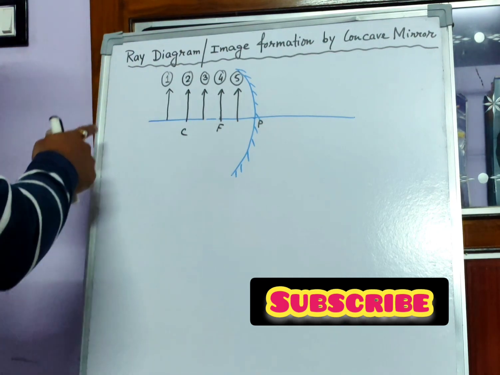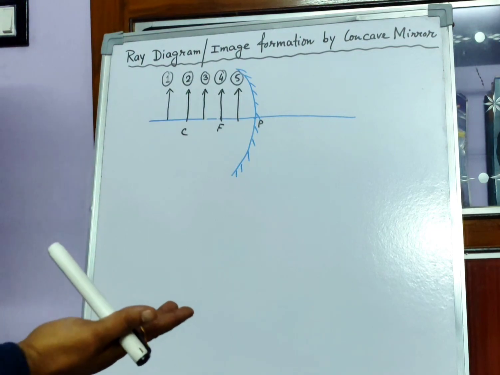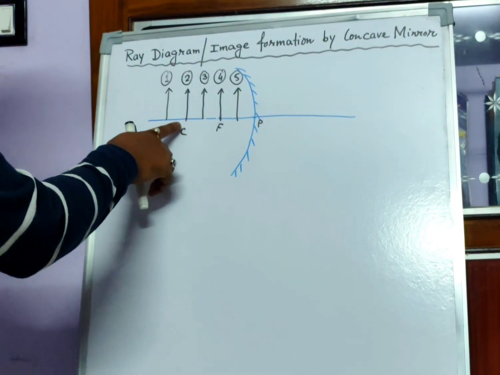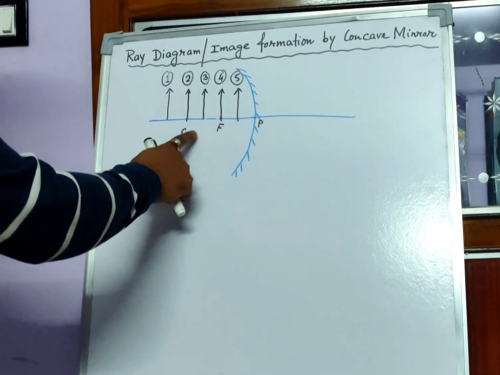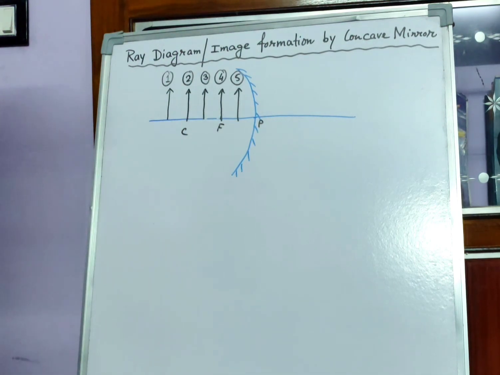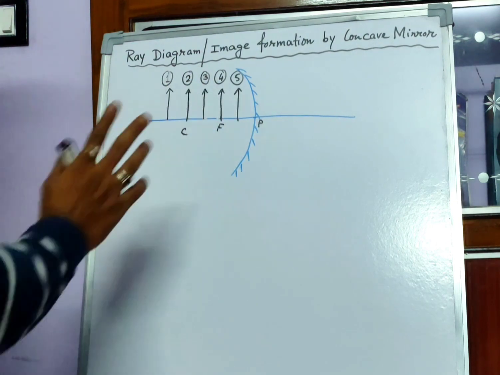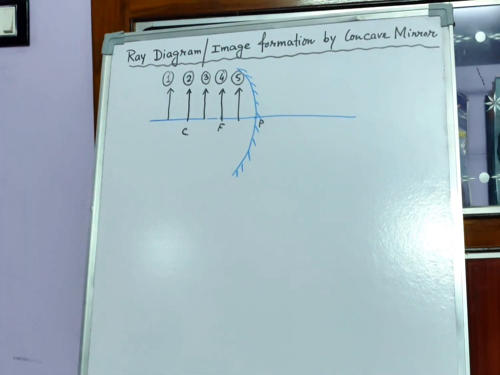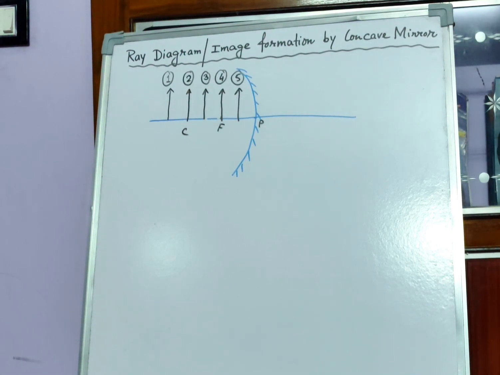First position is position number 1, which is beyond C. If we place the object beyond C, how is the image forming? If we place the object exactly at C, C means center of curvature, how is the image forming? You can place the object between focus and center of curvature, how is image forming? You can place the object exactly at focus, and the last one, you can place the object between pole and focus, or you can say within focus. So one by one we will draw the ray diagram and I will show you the nature of image formed by this concave mirror. So the first one is the object when placed beyond center of curvature.